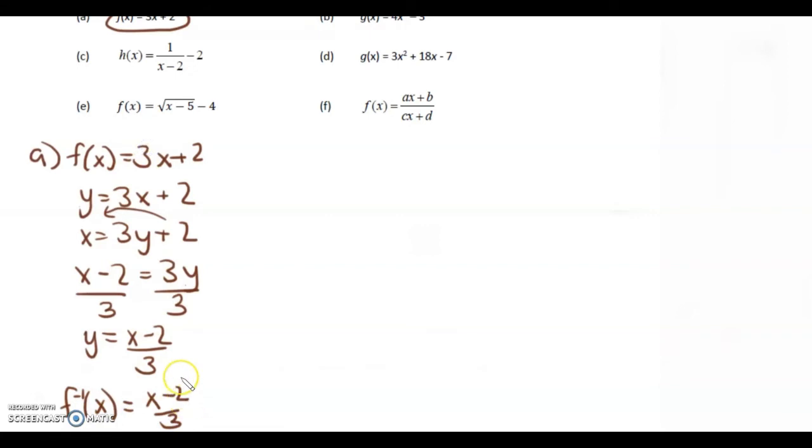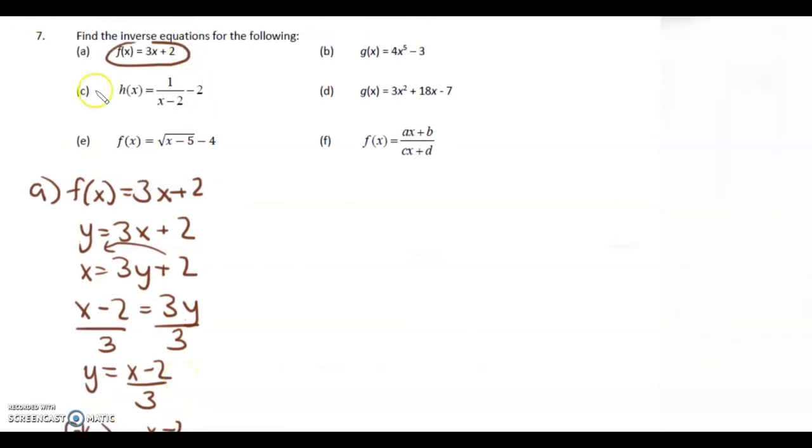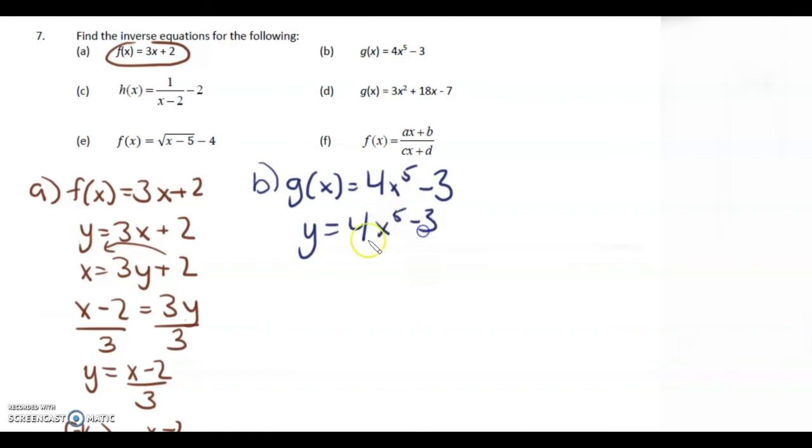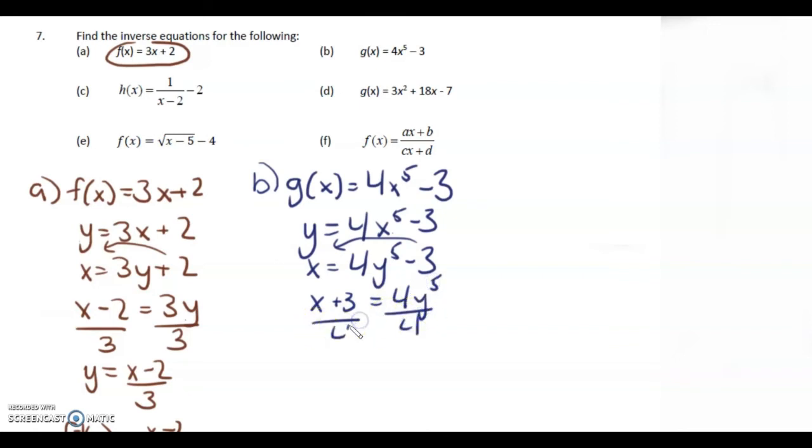So the inverse of a line is also a line. Okay, now b. We have g at x equals 4x to the exponent 5 minus 3. So let's substitute in y equals 4x to the 5 minus 3. We're going to switch the places of x and y. And then we're going to rearrange. So we have x plus 3 equals 4y to the 5. Divide both sides by 4. We have y to the 5 equals x plus 3 over 4.